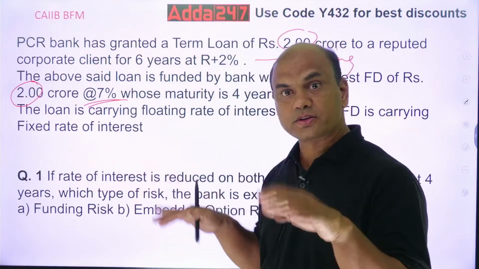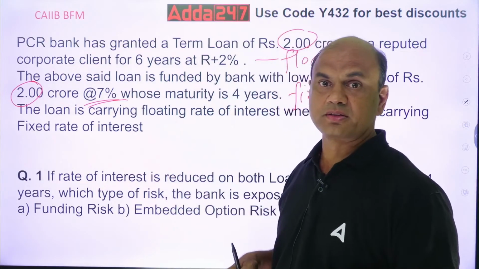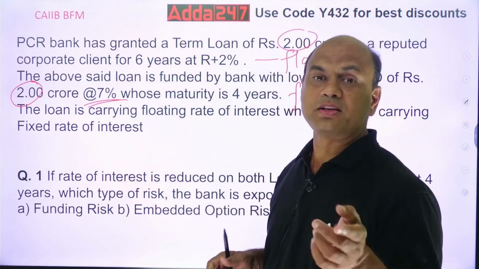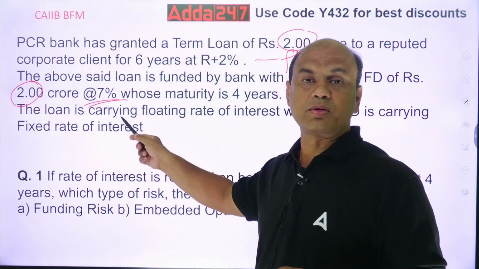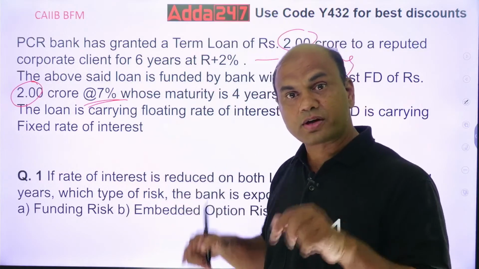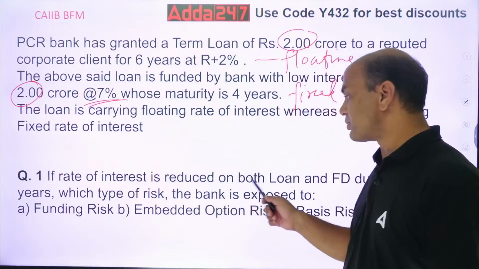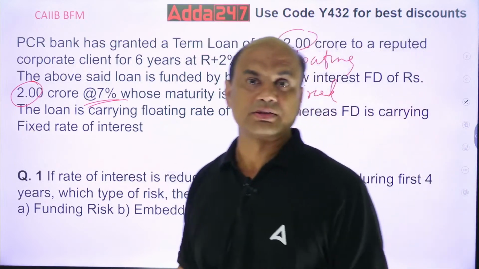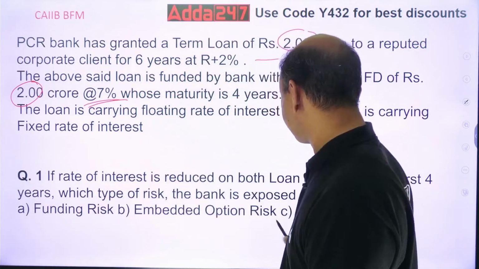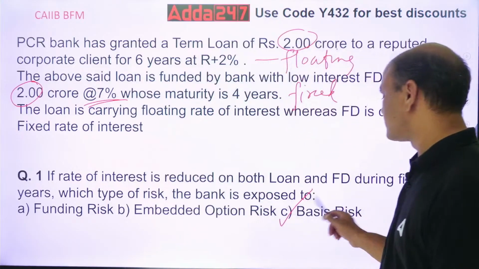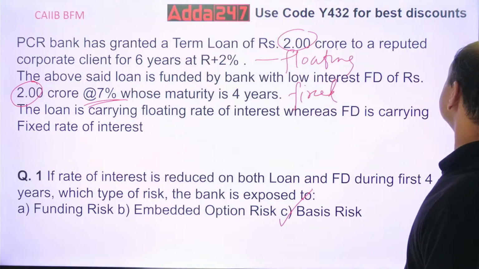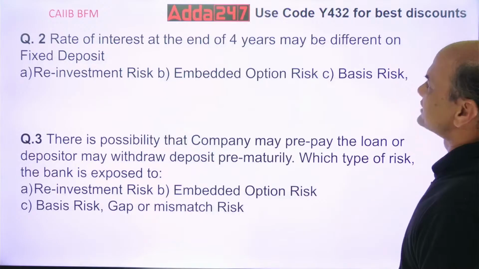Yes, both are reducing. Loan also reducing, FD also reducing. But there is a problem now. What is the problem? FD is reducing by fixed rate from 7. Loan is reducing based on repo. So their magnitudes are different. That is called as when the change in proportion of FD and loan rates is different. It's called as which type of risk? Basis risk. Okay, this is called as basis risk. Got it, everyone? This is basis risk. Clear?